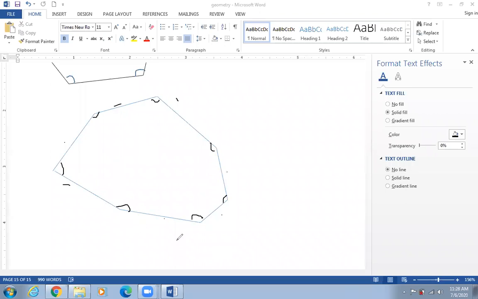I'll keep on writing the question over here. Let it be 60 degrees. This is 150. Let me say this as 170 degrees. 165 degrees.